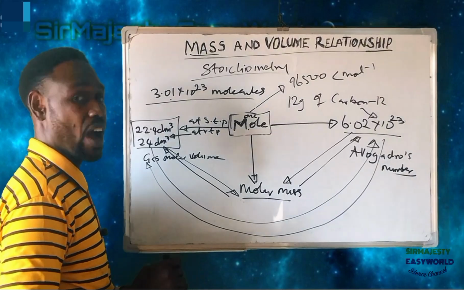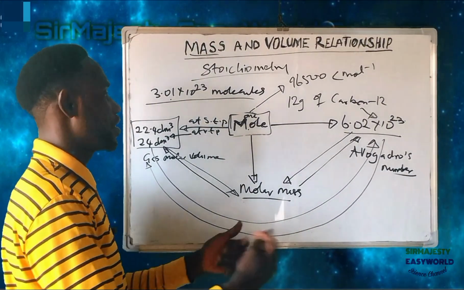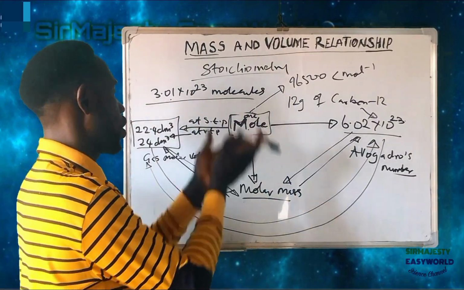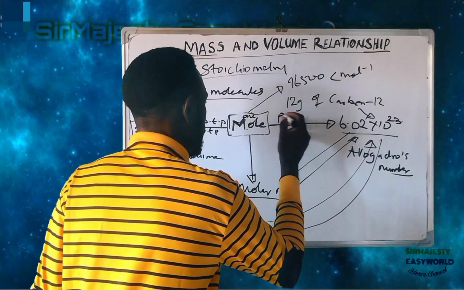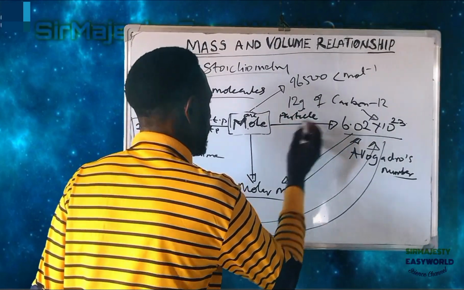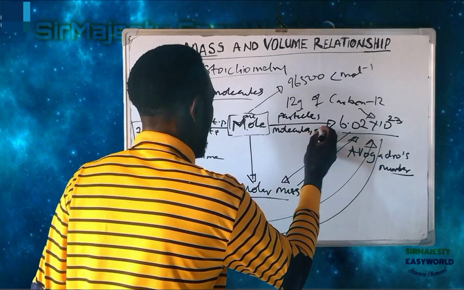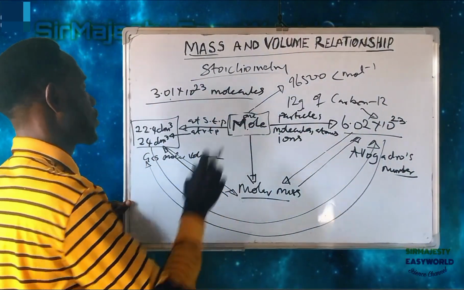If you don't understand how I'm solving, not the thing I'm solving. Remember, my question is, how many moles are present in 3.01 times 10 to the power 23 molecules of a gas? Always know that this represents particles. How do we know particles? When we say molecules, atoms, or ions, all of them fall into particles.